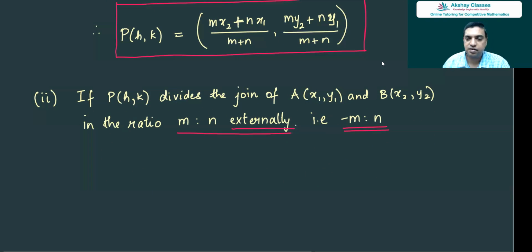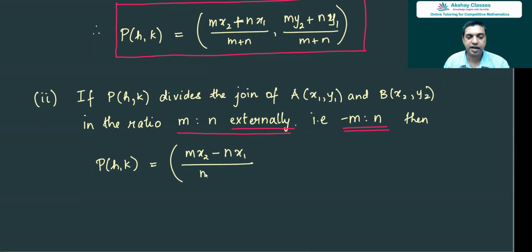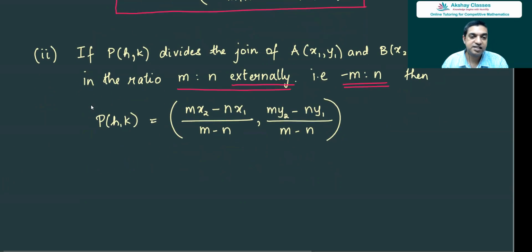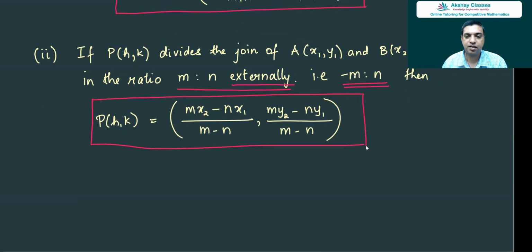Okay, then P(h, k) is (mx2 minus nx1) by (m minus n), (my2 minus ny1) by (m minus n). Instead of the plus sign in the numerator and the denominator, we get a negative sign. So this is the section formula for external division. Very useful many times.